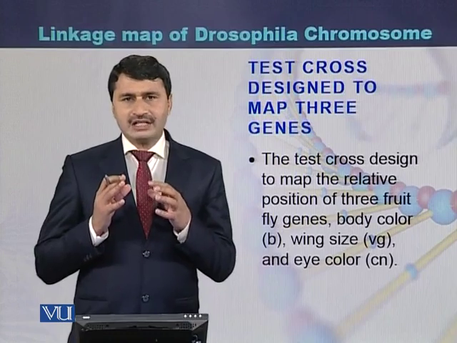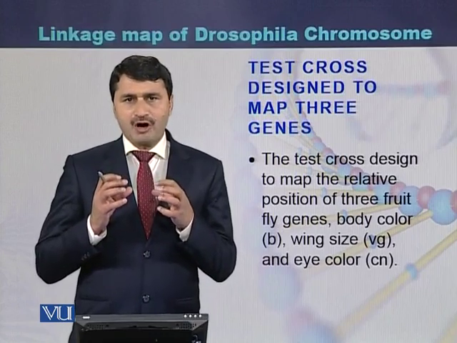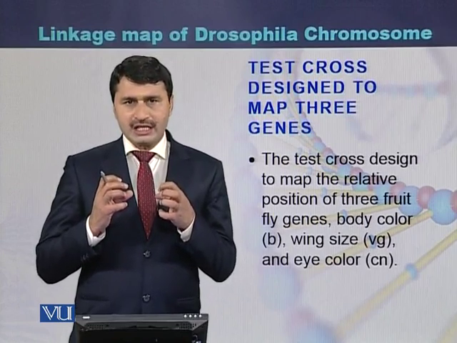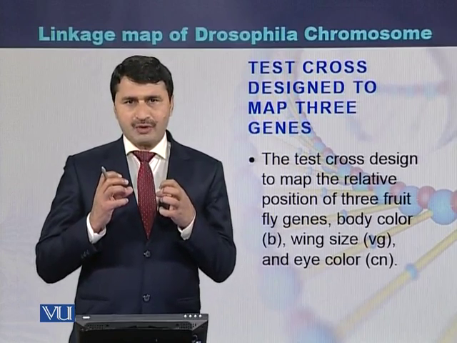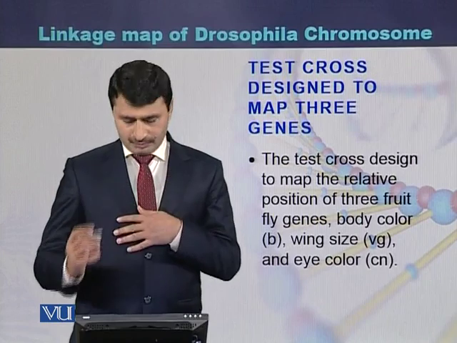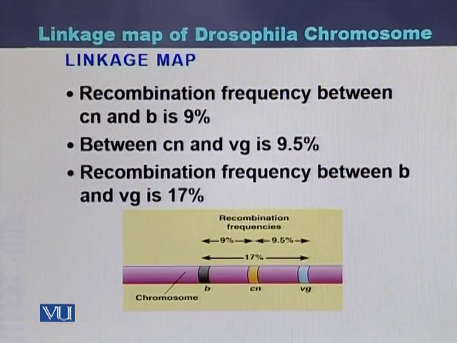He designed a test cross, and with the help of the test cross, he determined the frequency between these three types of genes and how genes can be ordered and placed on the chromosome. This is how the linkage map of the chromosome of Drosophila was mapped.